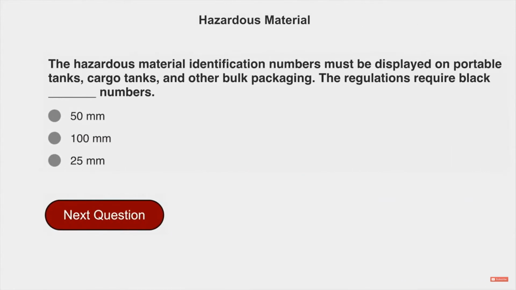The hazardous material identification number must be displayed on portable tanks, cargo tanks, and other bulk packaging. The regulations require black numbers, 100 millimeters.